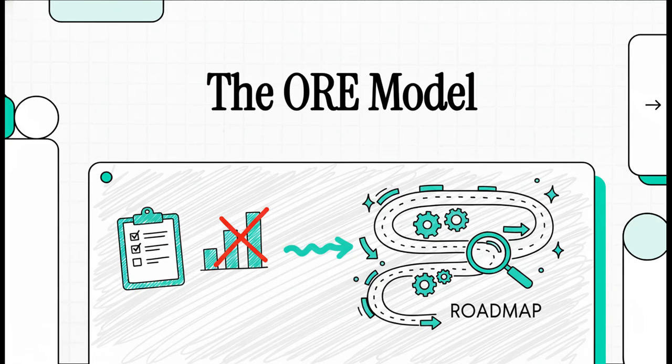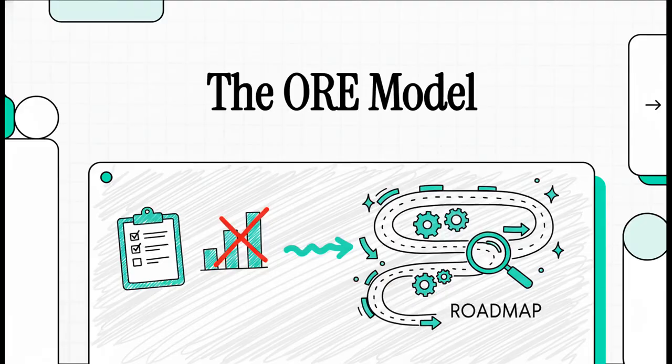Hello and welcome. Today, we're going to talk about a really powerful model called ORE. And what it does is it completely flips the script on how businesses look at their performance. We're going to see how it turns basic customer data from just a simple report card into a roadmap for finding these huge opportunities that most companies just completely miss.